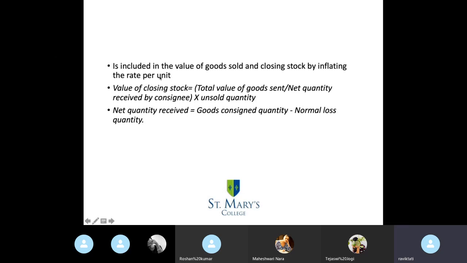The net quantity received: goods consigned quantity minus the normal loss gives you the net quantity received. You might have consigned 10,000 worth of goods, but there is 2% normal loss in transit, as we discussed. What is the net quantity received by the consignee? You have to work it out.